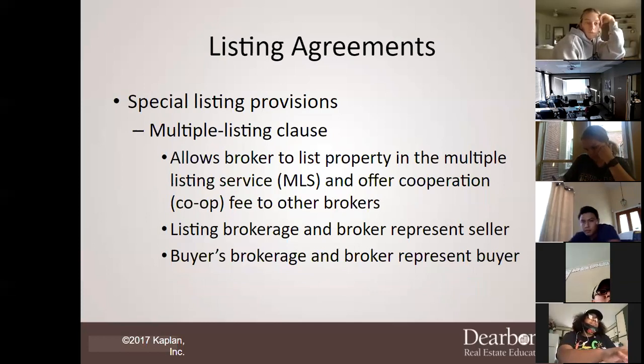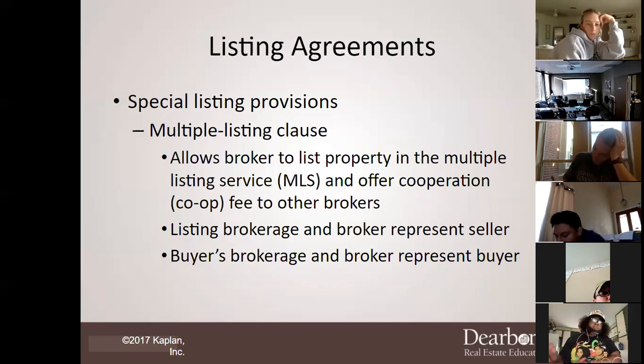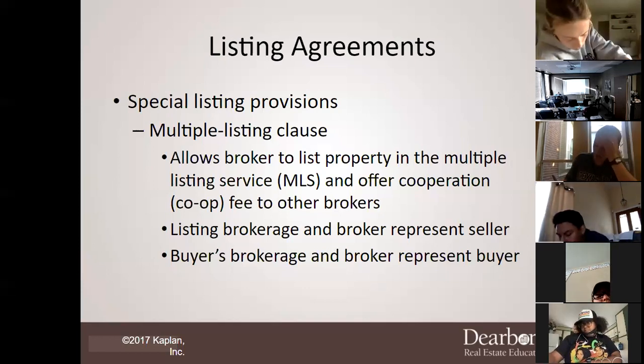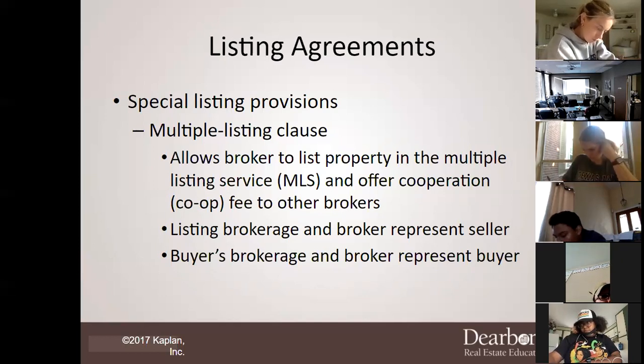Special listing provisions. This is a multiple listing clause. It allows the broker to list the property on the multiple listing service, or MLS. This is the terminology that we use. You won't hear me say multiple listing service. I will say MLS. And it's just a collection, like Justin was saying, of brokers. We can all see each other's listings and everything like that. The listing brokerage and broker represent the seller, and the buyer's brokerage and broker represent the buyer.